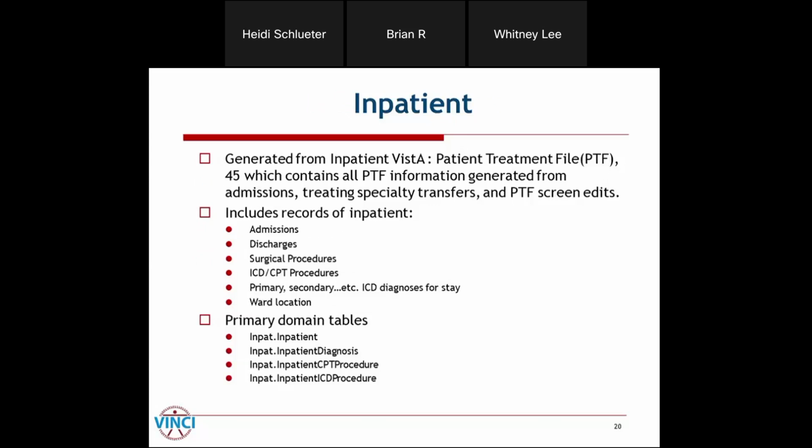The inpatient domain. So this is generated from the inpatient VISTA patient treatment file 45, which contains all this information that's generated from admissions, treating specialty transfers, and PTF screen edits. This domain includes things like information on admissions, discharges, the surgical procedures performed during the stay, any ICD diagnosis or CPT procedures performed during the stay, including the primary, secondary, etc. ICD diagnoses during the stay, and the ward location. And these are the primary domain tables, and there are many more.